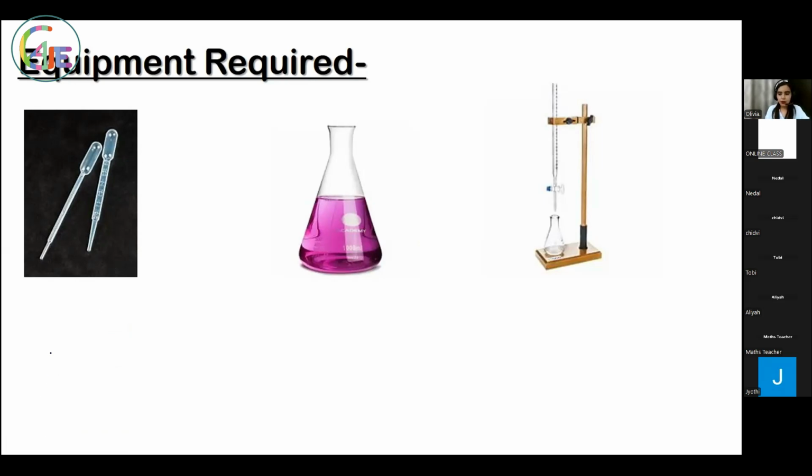Is there anyone who can tell me what is the very first image? What is the name of this instrument? Pipette. The next one is a conical flask. And the third one is a burette attached to a clamp stand, positioned over a conical flask. That's great.